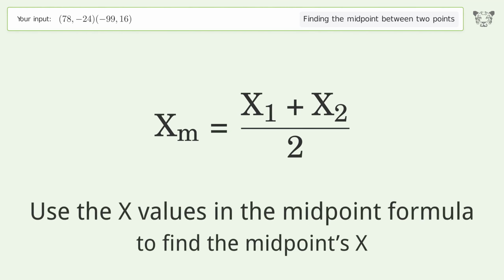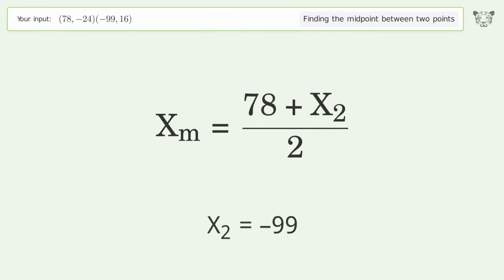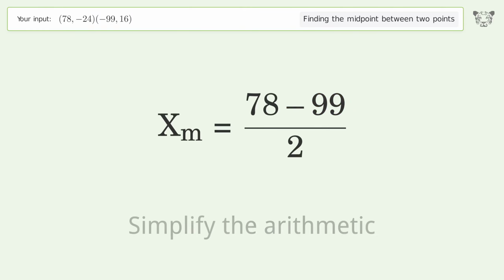Use the x values in the midpoint formula to find the midpoints x. x1 equals 78. x2 equals -99. Simplify the arithmetic.